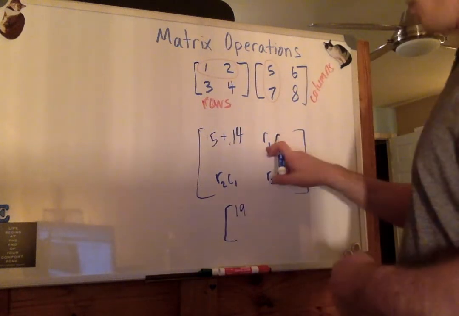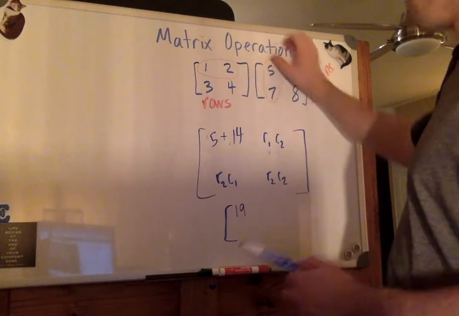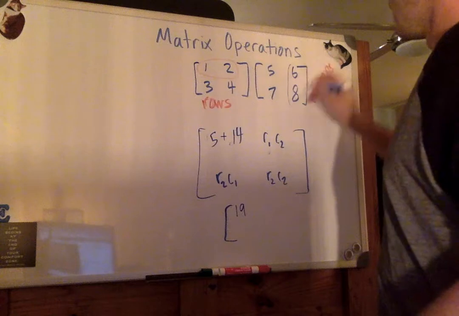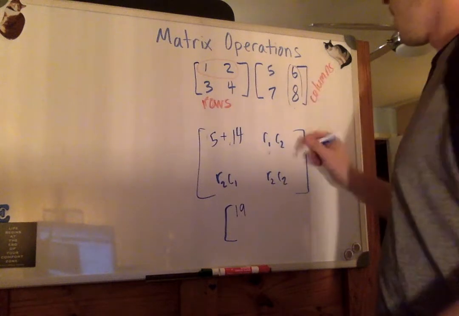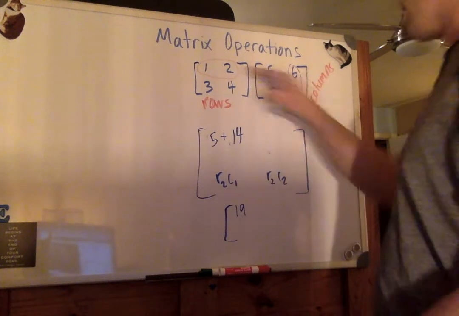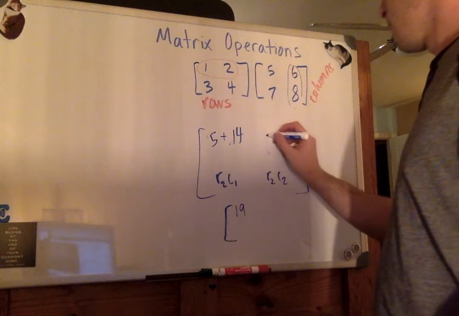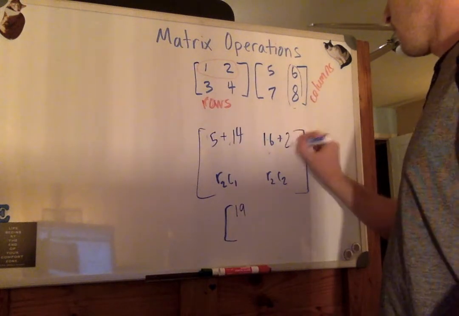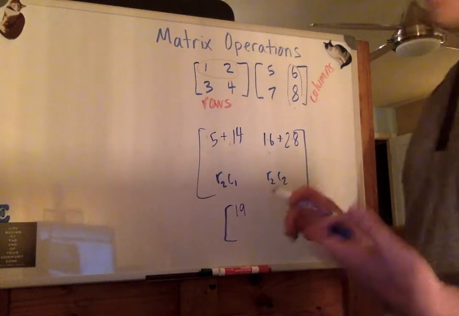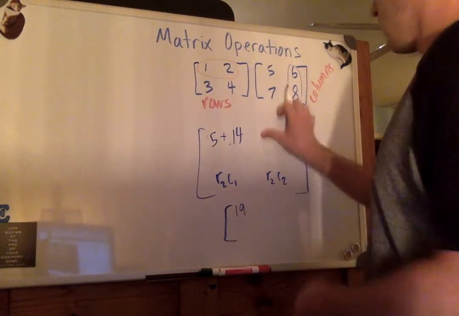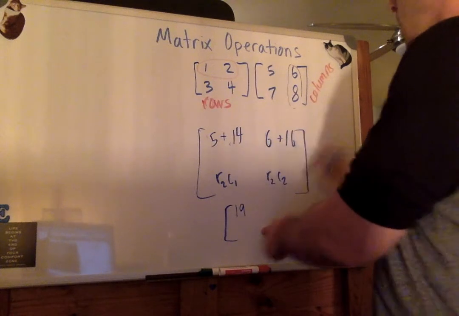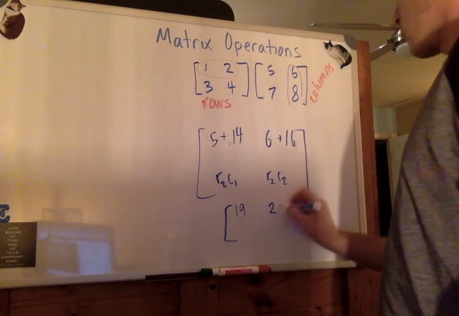Then this is row 1, column 2. So I'm using the same row, 1 and 2, and my column is 6 and 8 right here. So that's 1 times 6 plus 2 times 8. 1 times 6 is 6. 2 times 8 is 16, which means that these two things together are 22.